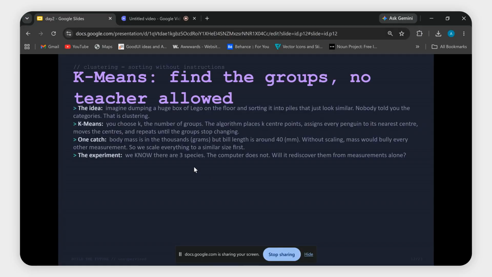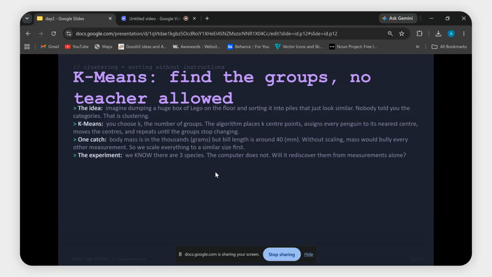But one important catch here is that our body mass is in the thousands of grams and bill length is around 40 millimeters. So if we don't scale it, the mass would bully everybody. The mass is like the big kid in class that has a huge body, basically a bully in our data set. So what we need to do is scale everything first.